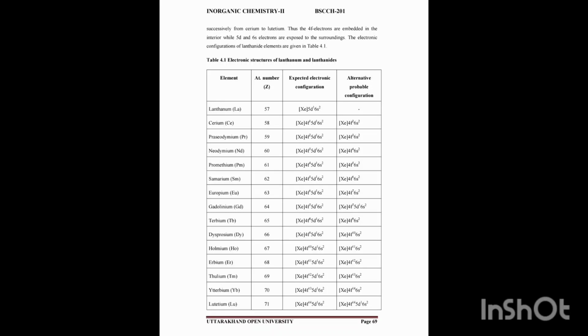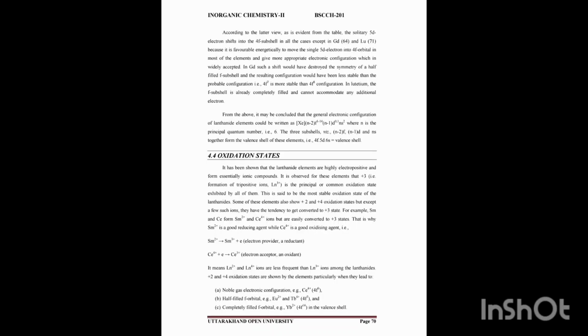Thus the 4f electrons are embedded in the interior while 5d and 6s electrons are exposed to the surroundings. According to the later view, as is evident from the table, the solitary 5d electron shifts into the 4f subshell in all the cases except Gd (64) and Lu (71), because it is favorable energetically to move the single 5d electron into the 4f orbital in most of the elements and give a more appropriate electronic configuration, which is widely accepted.